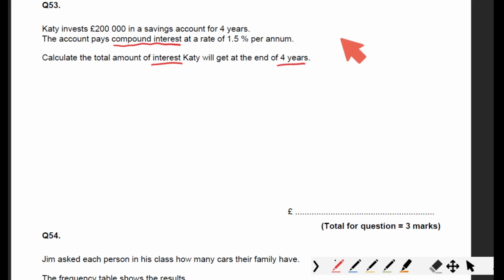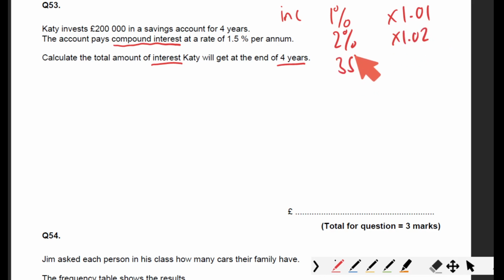Right, on a calculator, if you want to increase something by, let's say, for example, 1%, you just times by 1.01. If it's 2%, times by 1.02. If it's 35%, 1.35. All right, that's for increase. That's a quick way of increasing something.